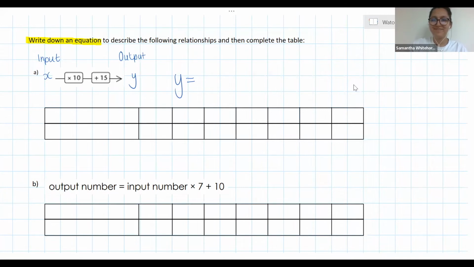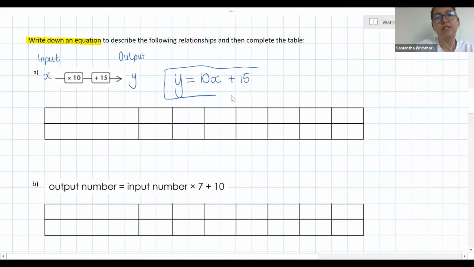Ma'am, it'll be y equals 10 plus 15x. Okay, so what are we timesing x by? Are we timesing x by 10 or 15? Oh, ma'am, we're timesing by 10. Good. So do you agree it should be 10x? Yes, ma'am. Plus 15. Excellent. Well done. Right. So guys, this is what we call an algebraic equation to describe our relationship.